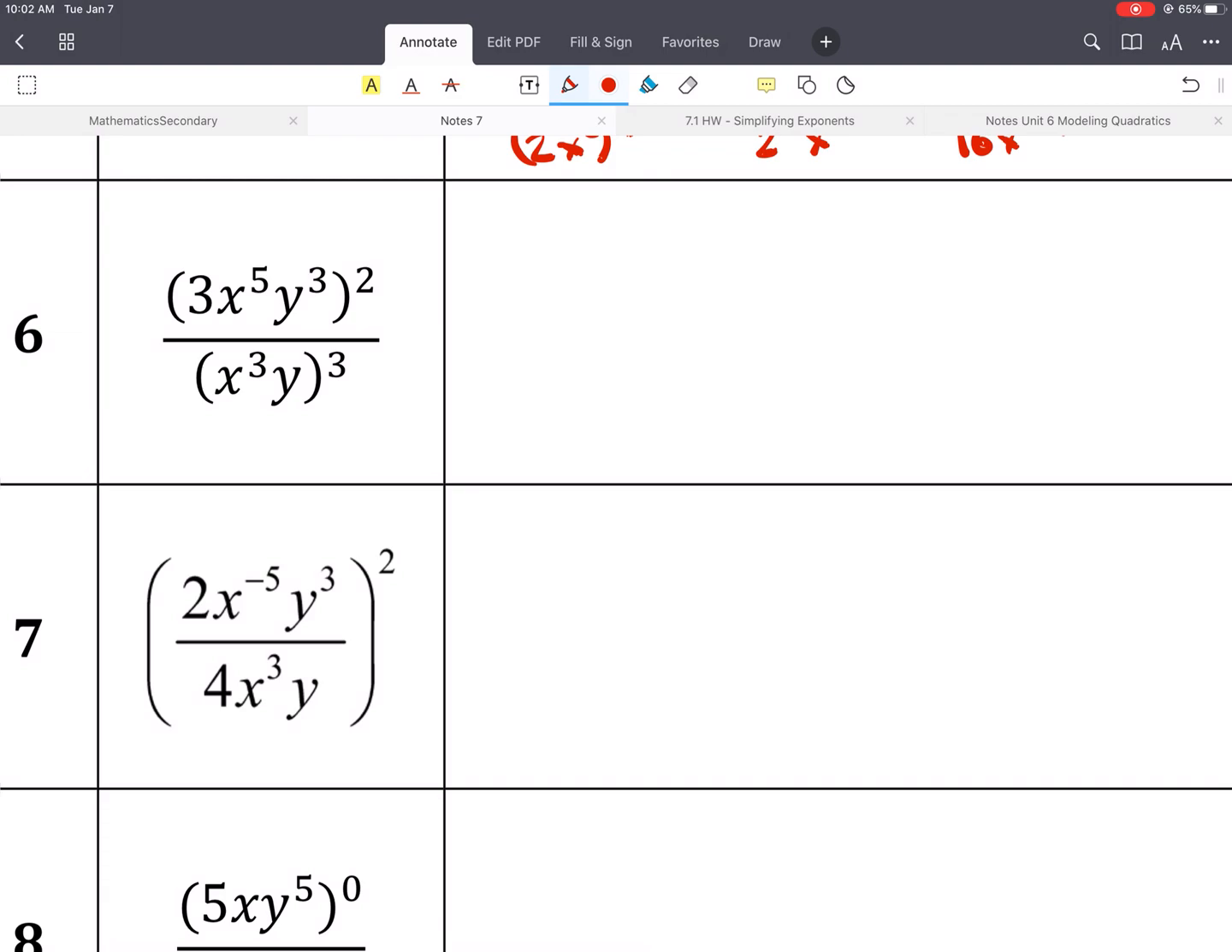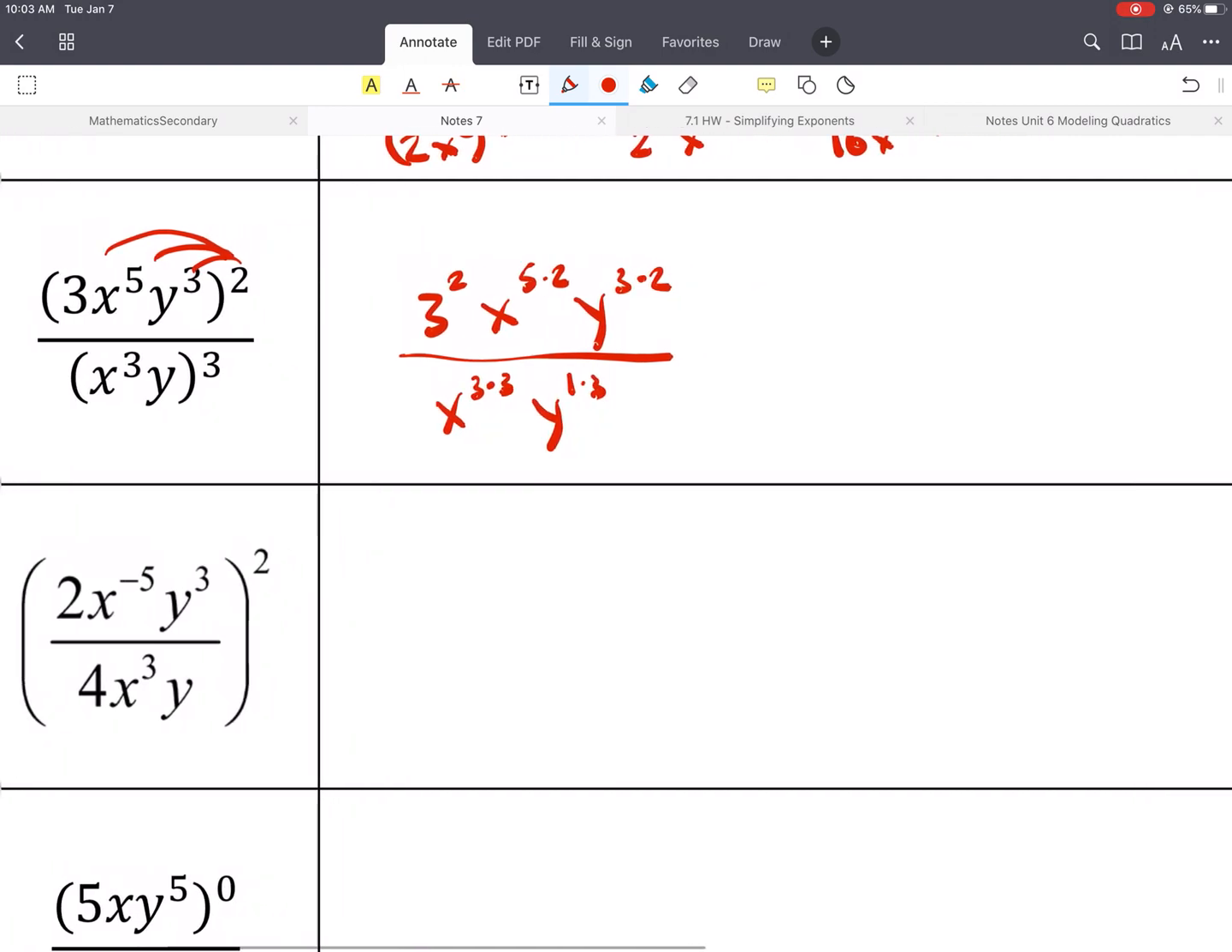Okay, here's another one. Again, I'm okay if you think about it as distributing the exponent, as long as you realize that you can't do it when you have addition or subtraction in there, okay? So that would be 3 squared, x to the 5 times 2, y to the 3 times 2. On the denominator, we'd have x to the 3 times 3 and y to the 1 times 3. Okay, so that would end up giving us 9x to the 10th, y to the 6th, over x to the 9th, y to the 3rd.